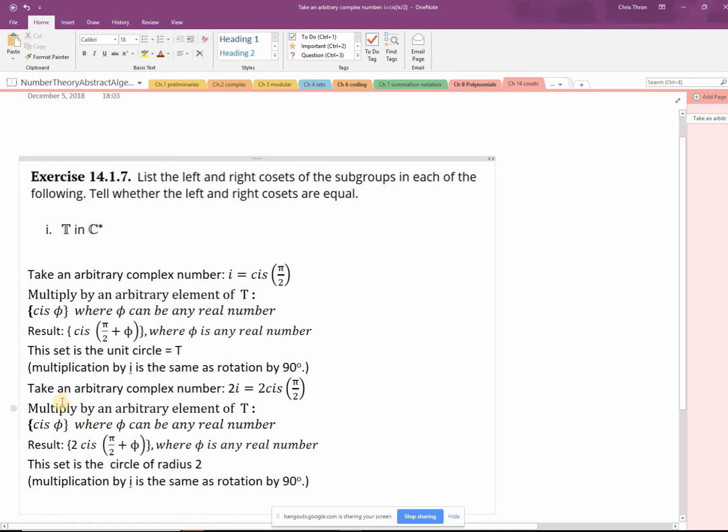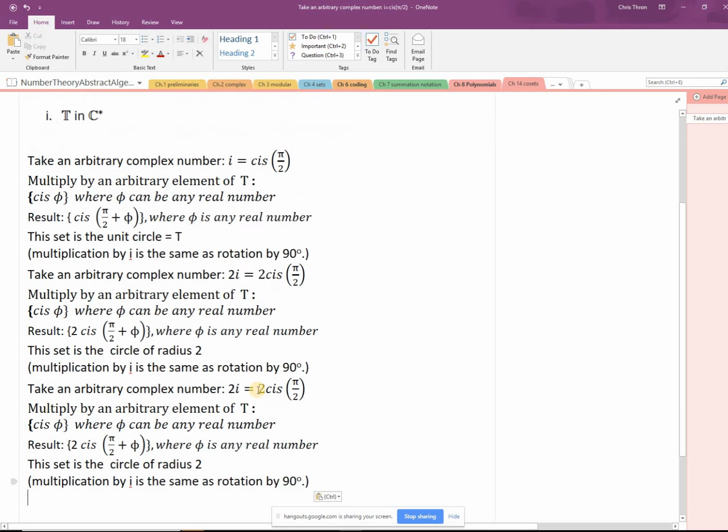Okay, all right, let's try another one. We're going good here. Let's do 1 plus i, which happens to be square root of 2 cis pi over 4. You can get the square root of 2 because the 1 and the i form a right triangle with hypotenuse square root of 2, and the angle is pi over 4.